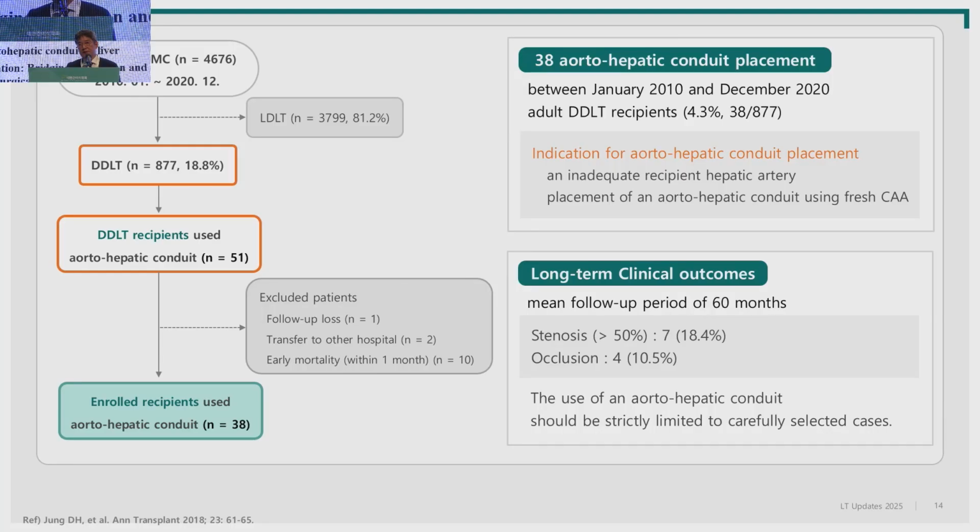However, recently we updated our long-term results of aortohepatic conduit placement during deceased donor liver transplantation. Among the 877 deceased donor liver transplantation recipients, 30 underwent aortohepatic conduit placement due to an inadequate recipient hepatic artery. Over a mean follow-up period of 60 months, we observed relatively higher rates of stenosis, 18.4%, or occlusion, 10.5%. Therefore, in our conclusion, the use of an aortohepatic conduit should be strictly limited to carefully selected cases.